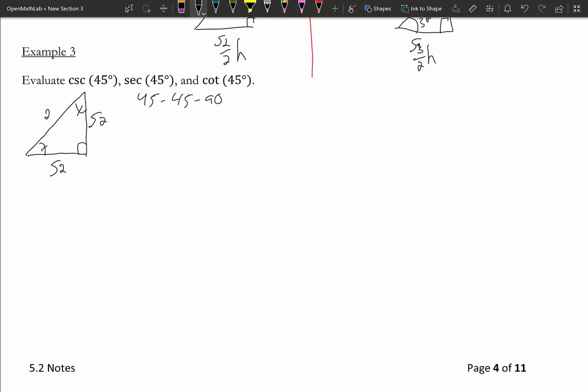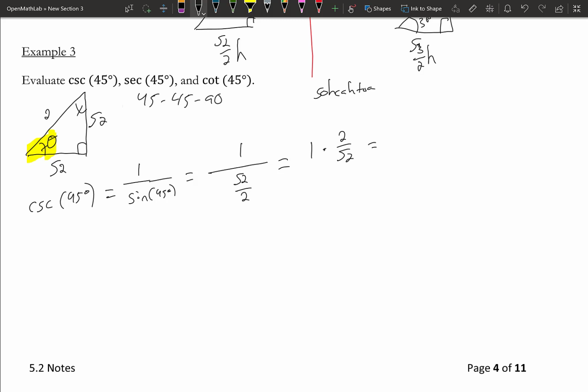Let's say this is my angle I'm thinking of, so I'll put theta here, just to remind us that's where we're focusing, although it doesn't matter because both angles are the same. If I want to find cosecant of 45 degrees, remember that's the same thing as 1 over sine of 45 degrees. If you remember SOHCAHTOA, sine is opposite over hypotenuse. So this would be 1 divided by, the opposite side would be radical 2 over 2, the hypotenuse is 2. So we'd have 1 times the reciprocal, which would just be 2 over radical 2.